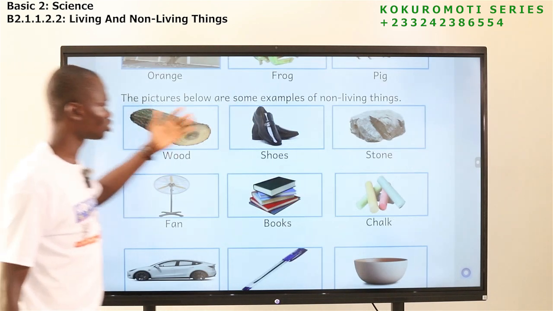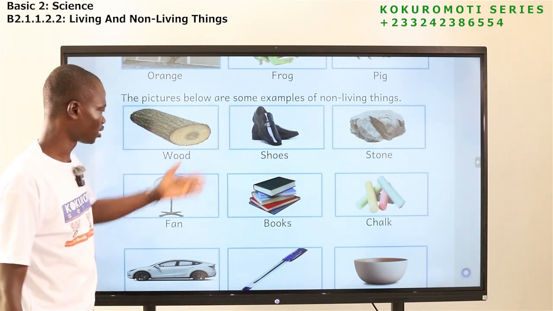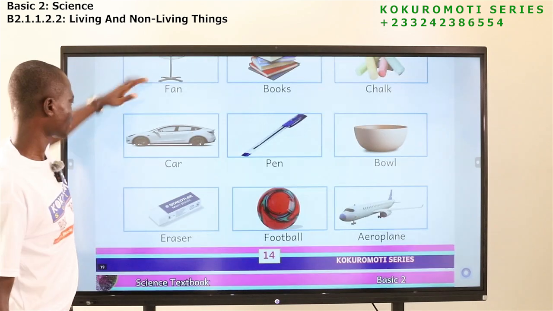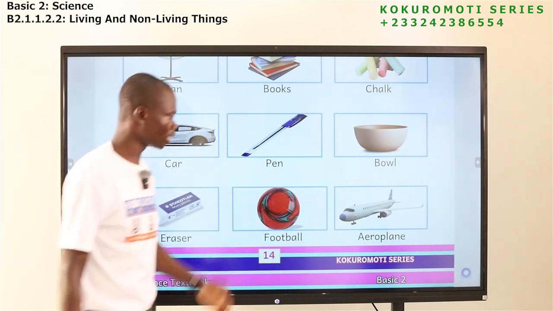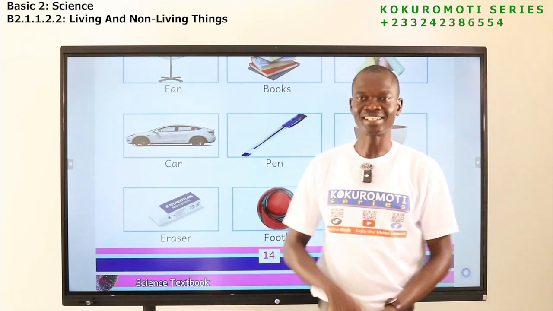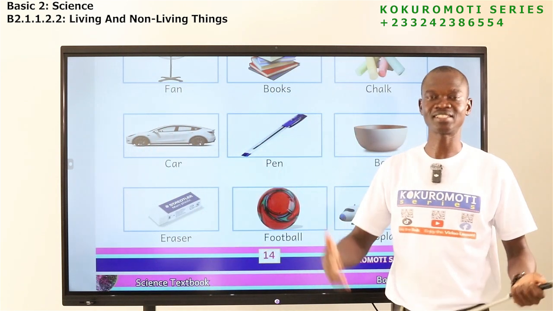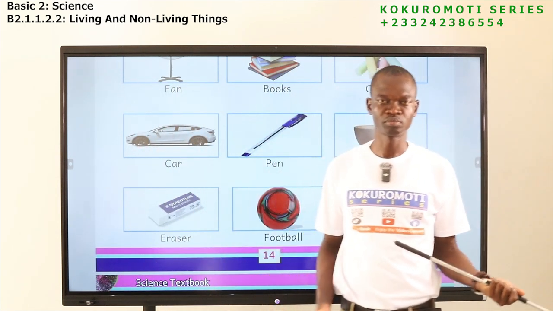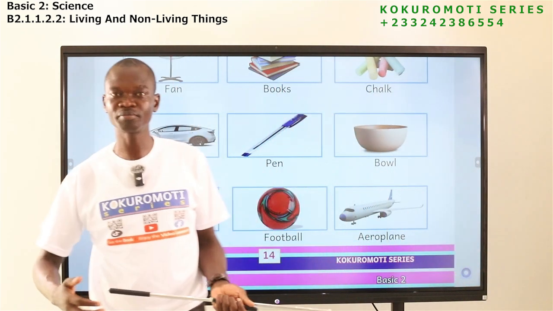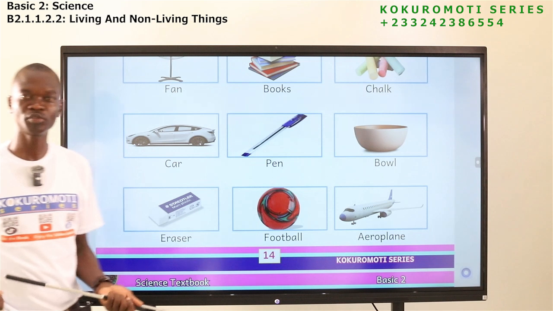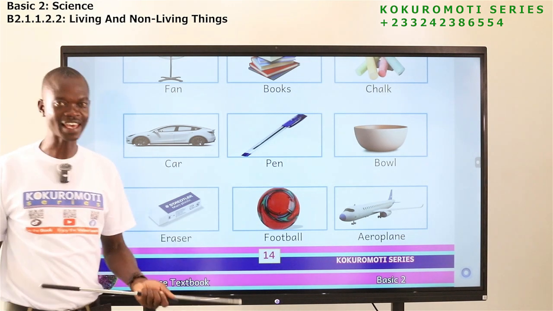We have seen wood, shoe, stones, fan, books, chalk. We have seen car, pen, bowl, eraser, football, and what? Aeroplane. There are other non-living things that you have in your room. Your school bag is one of them. Your school uniform is one of them. Your pencil is one of them. There are many.